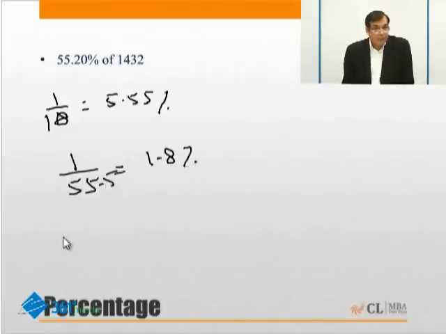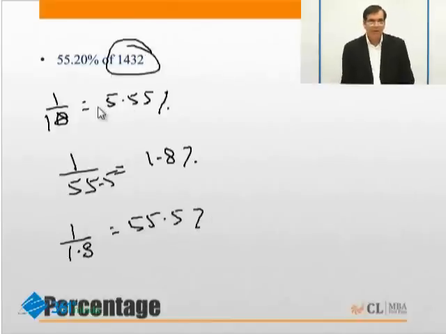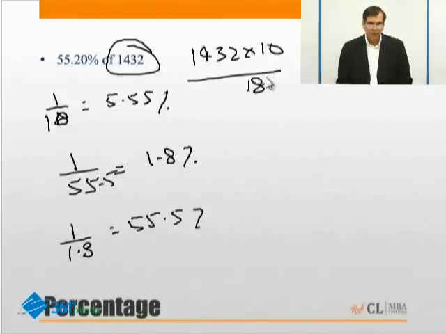So can you use it here? Just think it over. Maybe there's a way of using this also out here. So 1 by 18 is 5.55%, 1 upon 1.8 should be equal to 55.5%. So you need to do 1432 into 10 upon 18. You'll get the answer. Okay. Here again I have applied the concept of reciprocal, which we have talked about earlier.